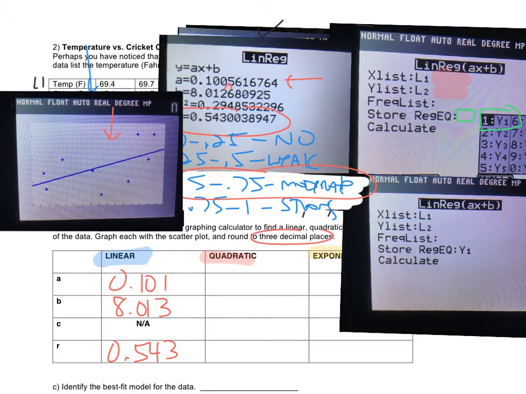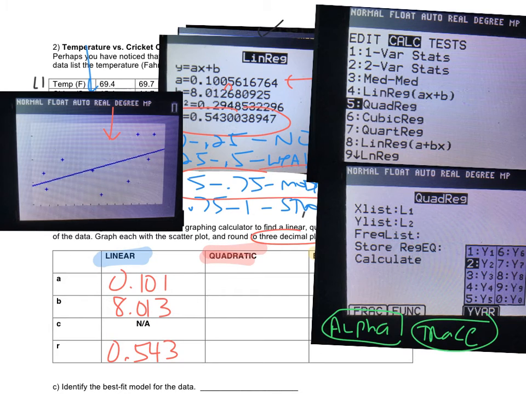Now we want to set up and find a quadratic model for the data. So again, we want to go to stat and then calculate. Quadratic regression is option 5. You want to make sure, once again, that your x list and y list match your scatter plot. And we want to store the equation. So while the cursor is next to store regression equation, once again, go to alpha and trace. But now we want to choose y2.